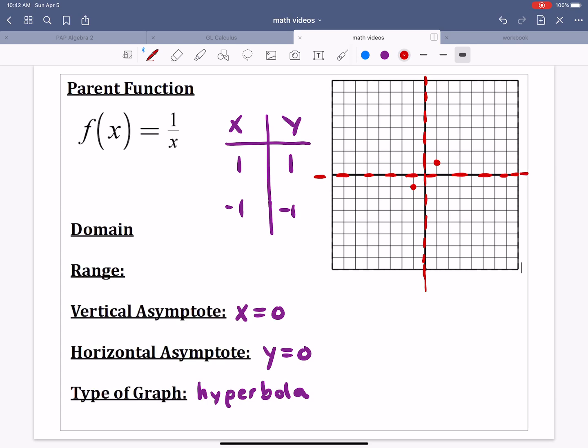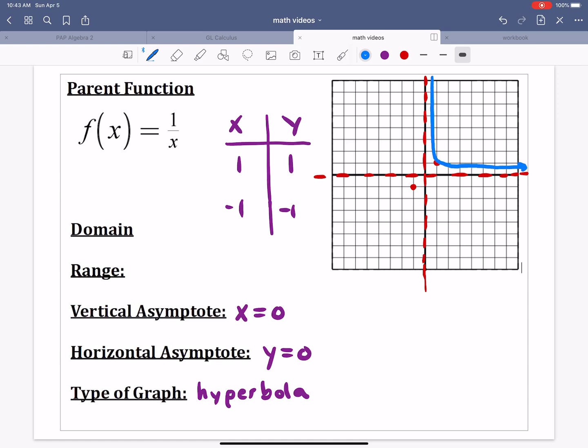Okay, so what that does is that helps me see the location of the two branches of this graph. So I'm going to draw branch 1 up here in quadrant 1, and it's going to be a curve that looks like this. Sorry, that's a bad curve. Let me try again. It's going to be a curve that looks like this.